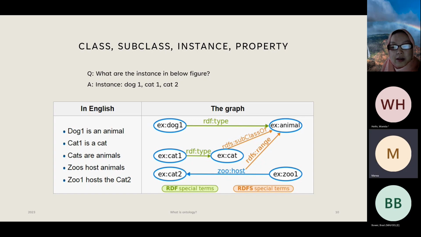Sometimes when you create classes, if I say zoo hosts cat on the class level, we have to make sure that is true for all the instances of those classes. So zoo class hosts cat class is not true, because not all the cats are hosted in a zoo, and not all zoos have cats. But if one zoo has a cat 2 in reality, then you can build this relationship. Sometimes when we build ontologies, we have to think of that as well.